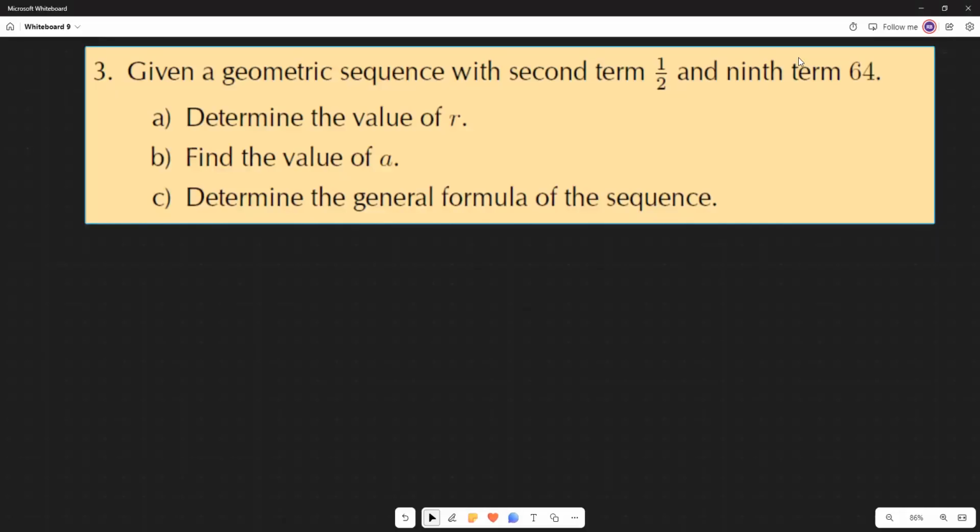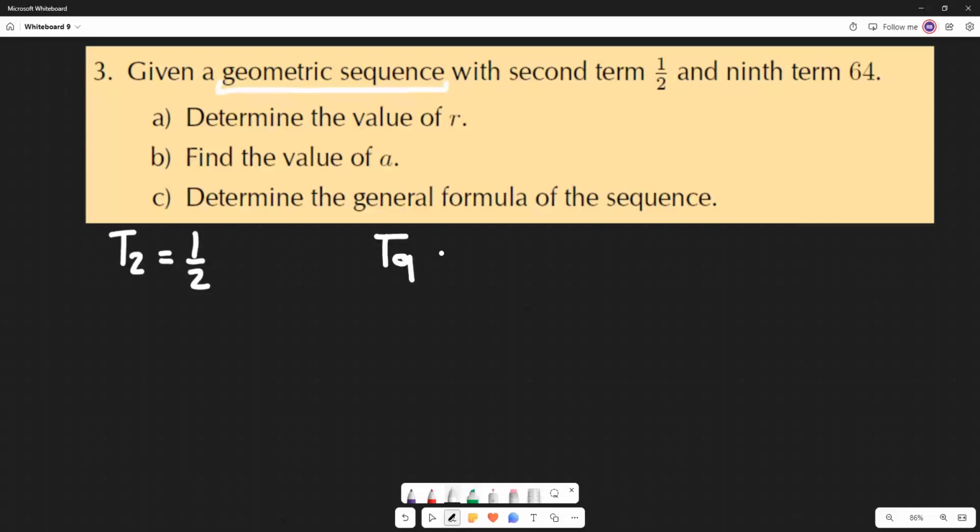In this video, we are looking at the geometric sequence with a second term of half. So they say the second term is half. So T2, which is the second term, has a value of half. And then we are given that the pattern is geometric. Then they say the ninth term, which is T9, is 64.